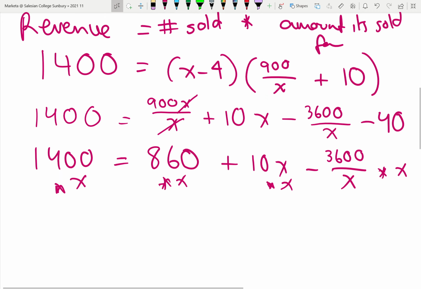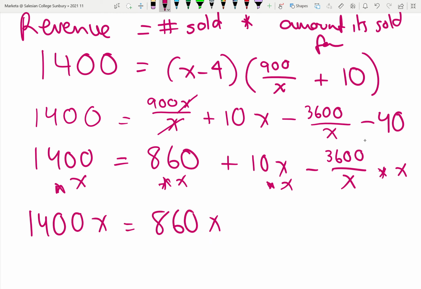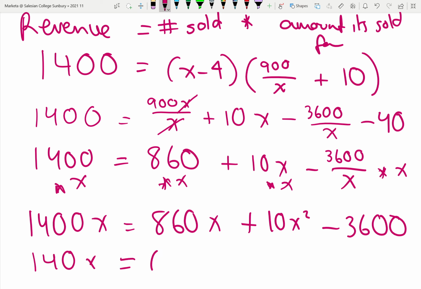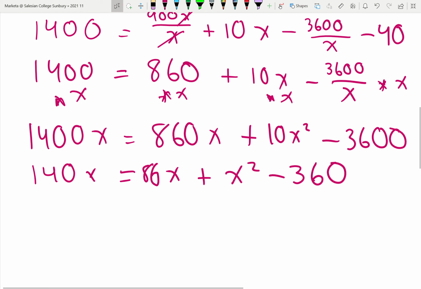So I get 1400x equals 860x plus 10x squared minus 3600. So now I can divide everything by 10, so I'll do that. That's going to give me 140x equals 86x plus x squared minus 360. And look, now we'll just rearrange that and neaten it up.